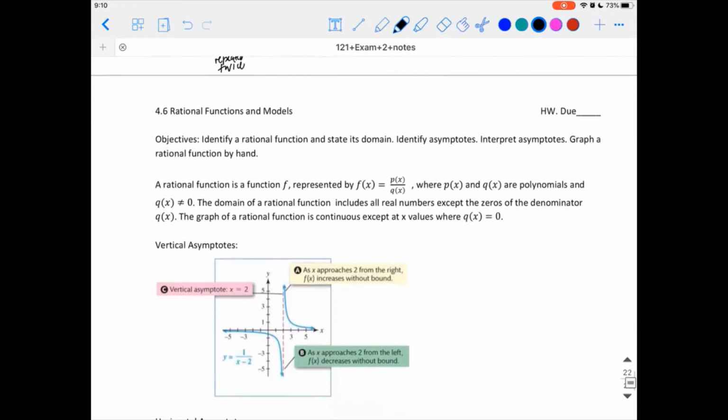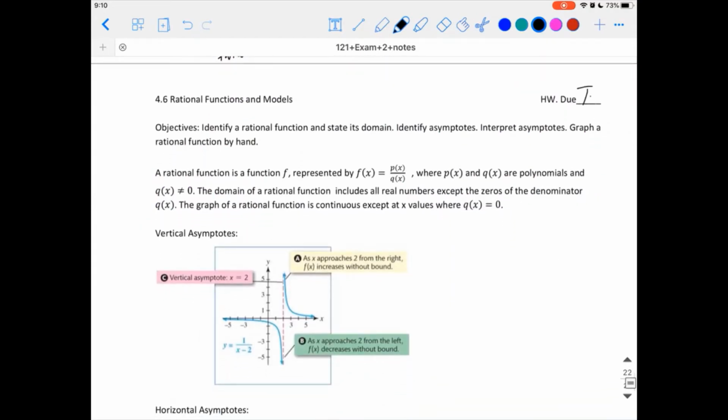So 4.6, rational functions and models. I'm gonna do that on Tuesday. All a rational function is, is two polynomials being divided.